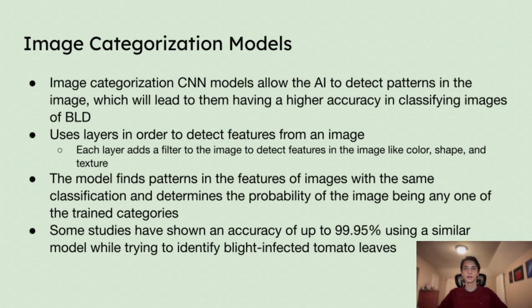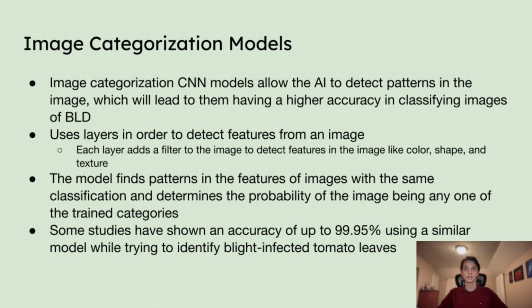Image classification CNN models allow an AI to detect patterns in the image, and this I thought would lead to them having a higher accuracy in classifying images of beech leaf disease than a group of untrained humans. They use different layers in order to detect features in the image, and each layer adds a filter to the image to detect features like the color, the shape, and the texture in each image. Then the model finds patterns in the features with other images it was trained on with the same classification, and determines the probability of the image being in each of the categories.